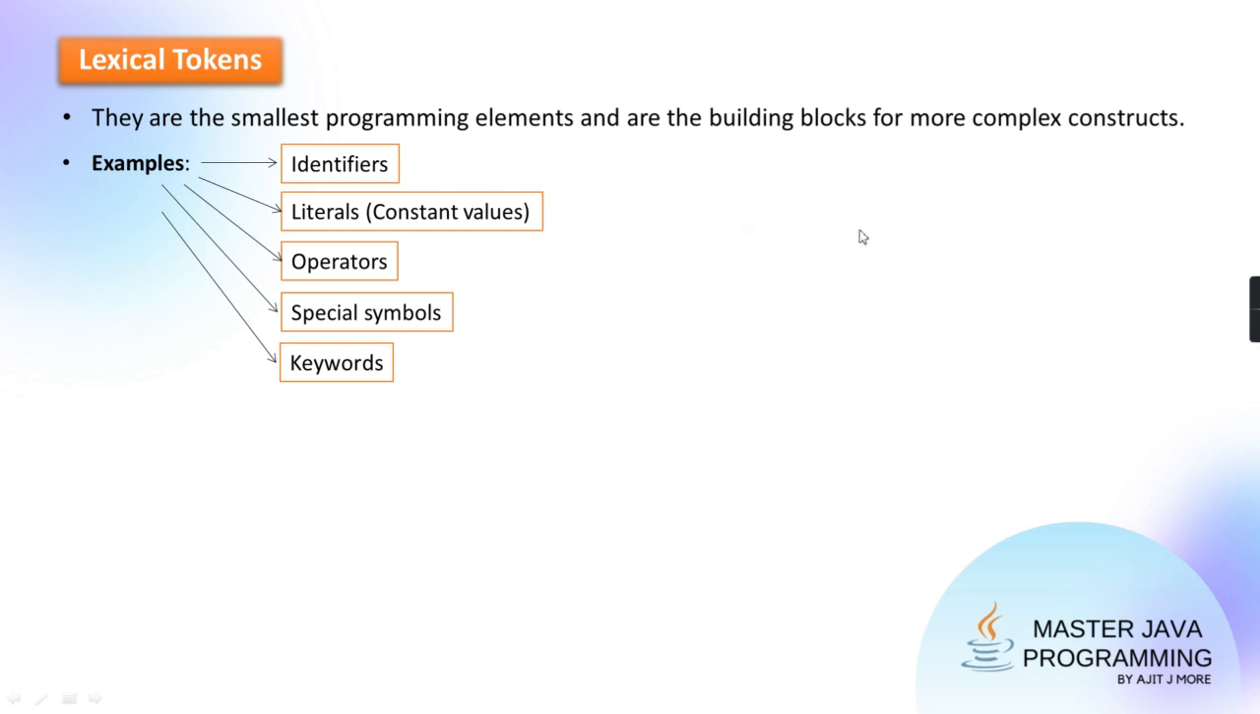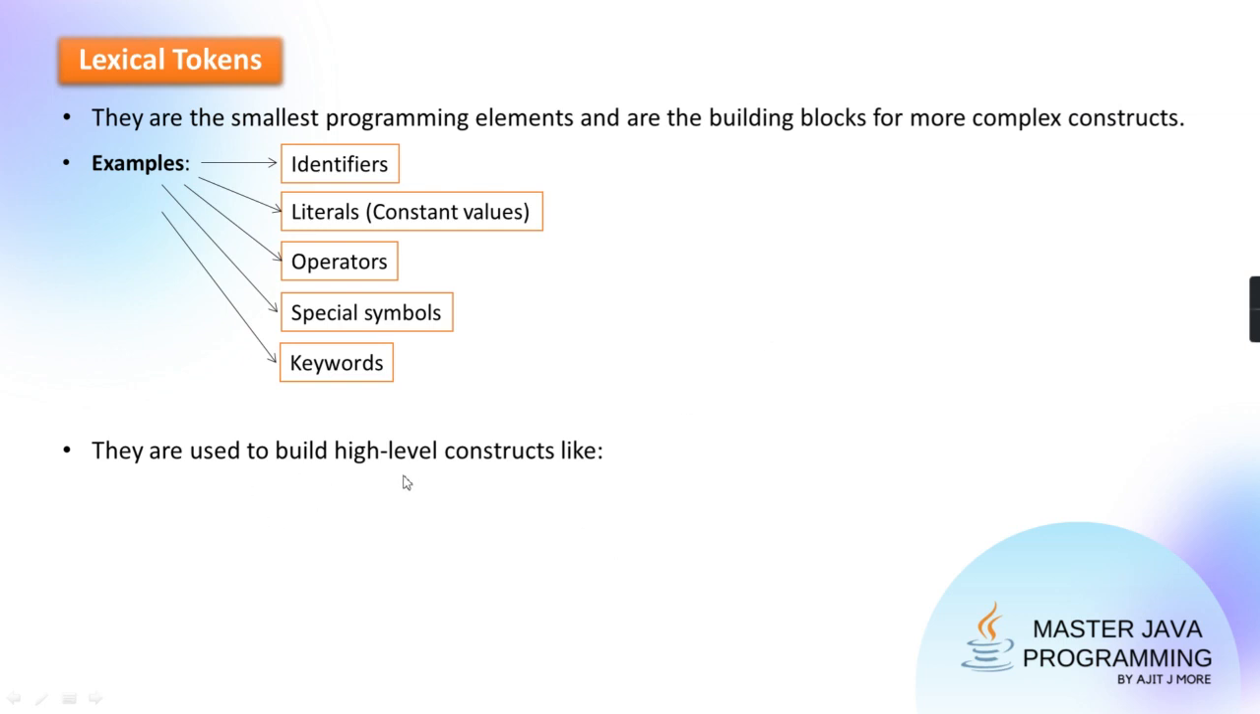35, 1.2, 3.14 are constant values. Plus, minus, plus plus, minus minus are operators. Special symbols like comma, single quote, double quote, semicolon. Keywords like int, float. Clear? So all these are lexemes, and they all belong to these categories, and those categories are called lexical tokens. Agreed, guys?